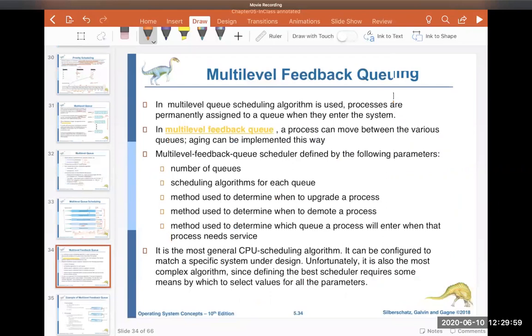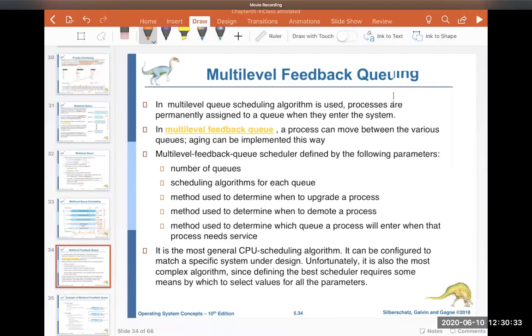One level next, we have multi-level feedback queues. Multi-level feedback queues say that the priority of a process could change as it is running. If it is changing, then it should be put into a different queue rather than continue in the same queue. It should change to a lower priority queue or a higher priority queue. It should be moved from one queue to another queue.